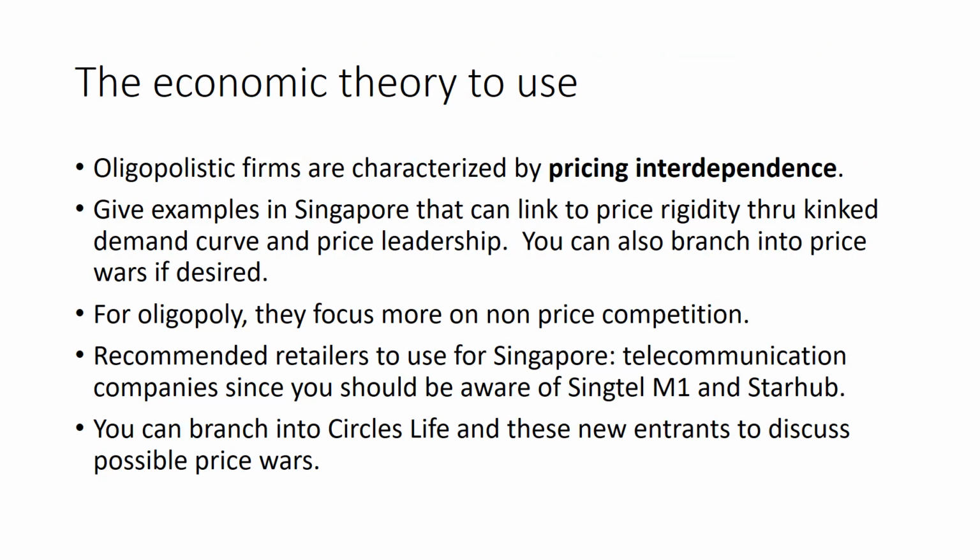The key econ theory to use here is that oligopolistic firms are characterized by the behavior of pricing interdependence. So give examples in Singapore that you can link to issues like price rigidity, kinked demand, price leadership. If you want, you can also branch into price wars. Oligopolies focus more on non-price competition.